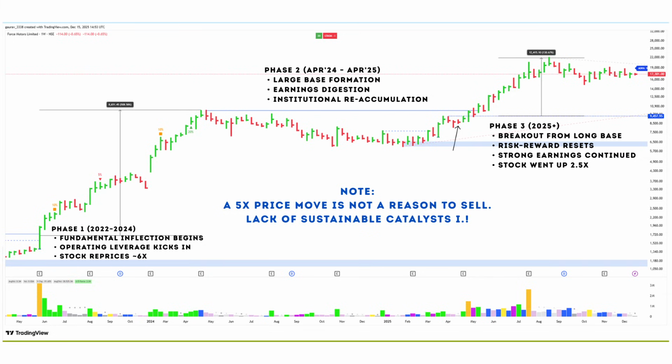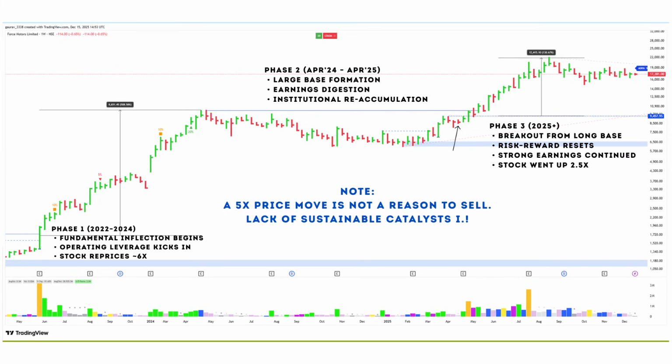So if you see the left side of this chart, which is phase one, basically from 2022 to 2024, this was the fundamental inflection point, right? So your revenue catalyst, operating leverage, and debt being settled were all happening in this phase, post 2022. And the market rewarded immediately. Within a year, the stock moved almost 5 to 6x.